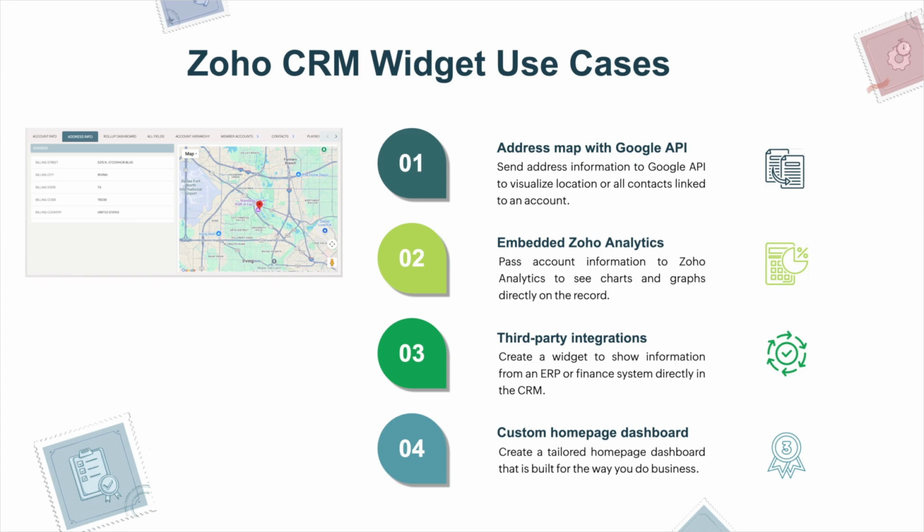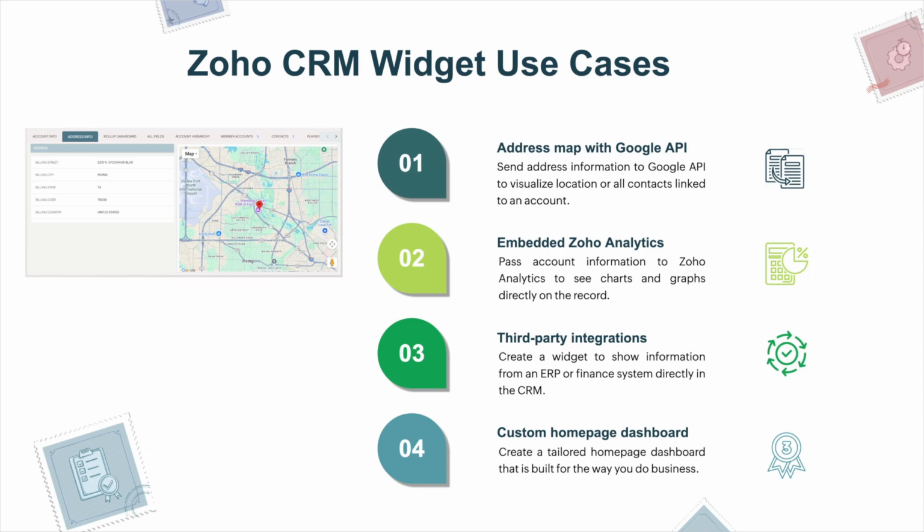So a few common use cases, we kind of talked about a few of these, but the address map with Google API. So taking the address for a contact or an account and then displaying that visually on a Google map within the system. And now you can zoom in, zoom out, you can get directions, whatever you need to. I'm going to give you guys access to some of these codes out there, so you can download the package and you can just plug in your own Google API key and then use this.